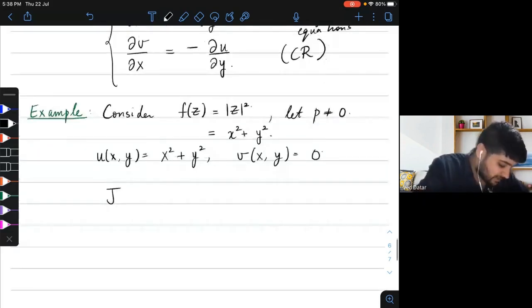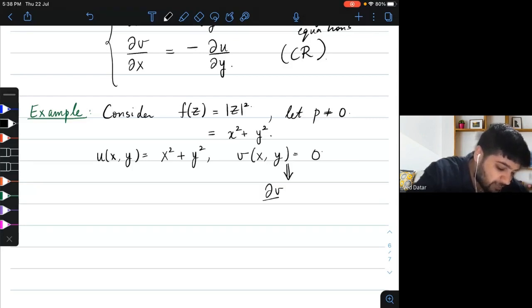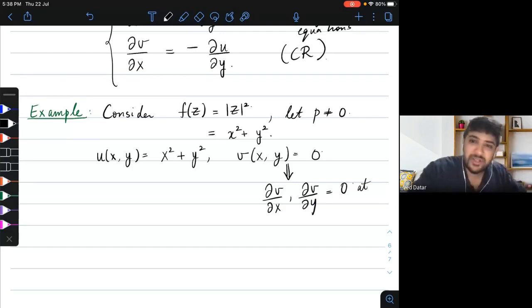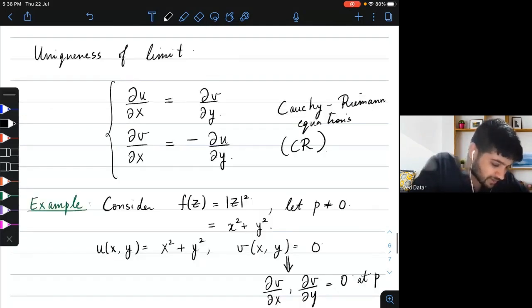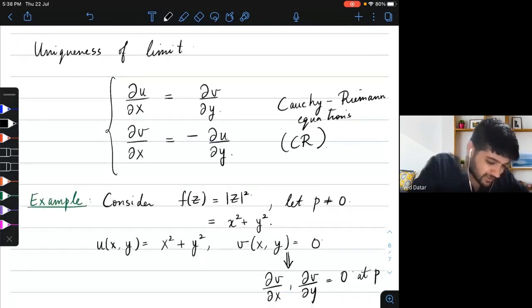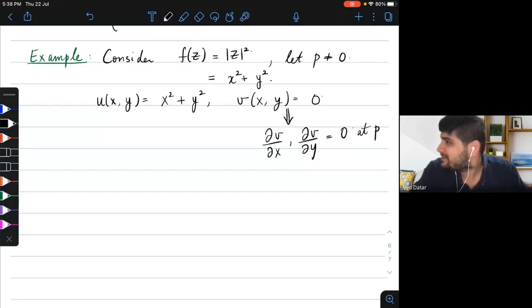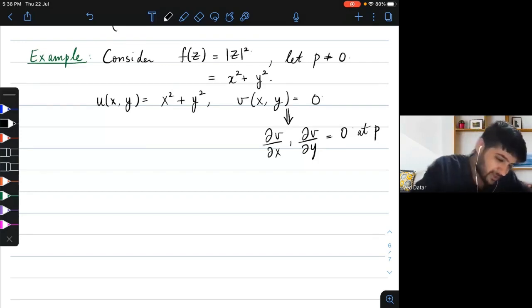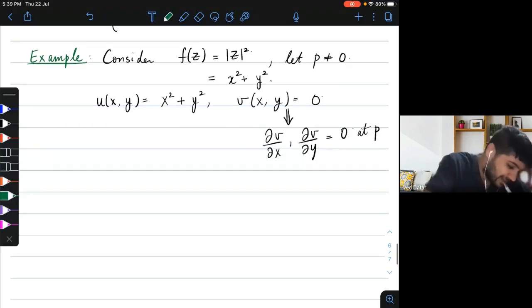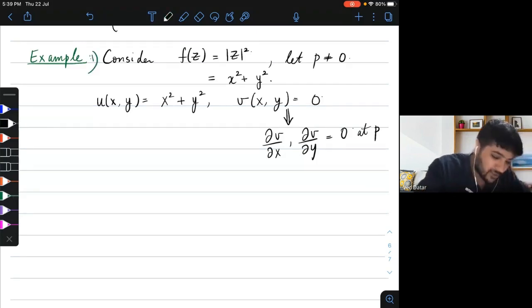So this right away tells you that del v by del x and del v by del y are both 0. Okay, but then, actually, this is not a good example. I wanted an example of, okay, let me make my point. Let me complete this example and then I'll make my point.